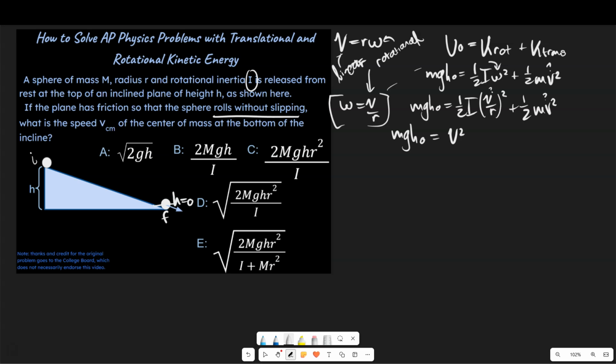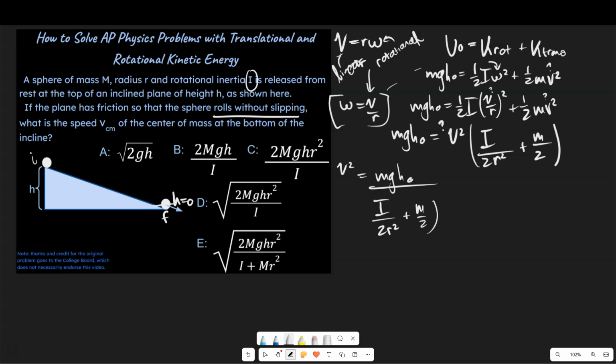So you've got I over 2r squared down below, plus our next term you've got m over 2, and that's what we're left with. Okay, and so next up, what do we want to do? Well, again, we want to get this v by itself, and so we're just going to divide both sides by that and see what happens. So we can say v squared is equal to... Okay, and so that's what we have.